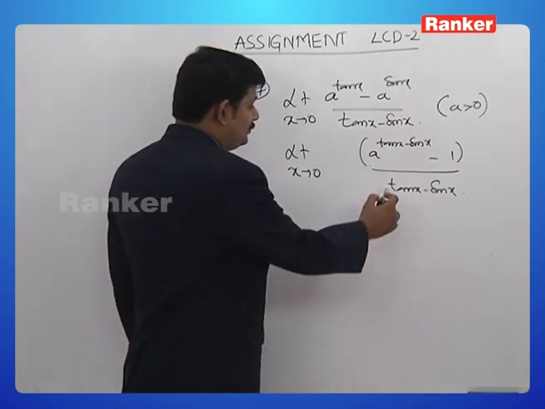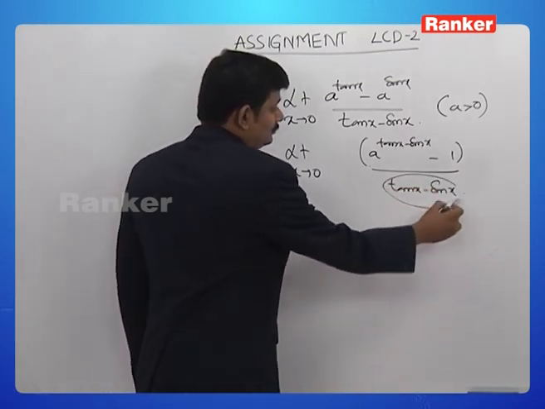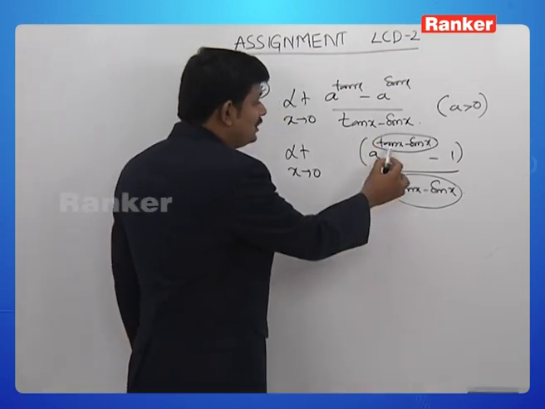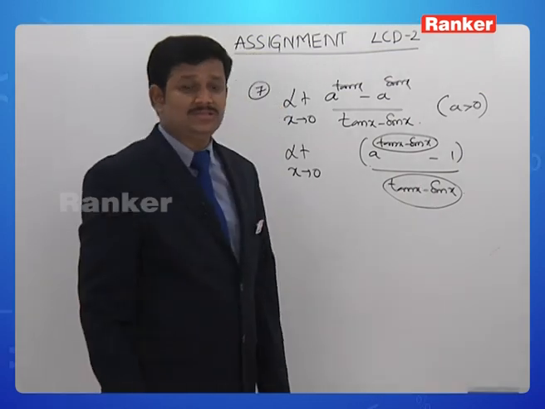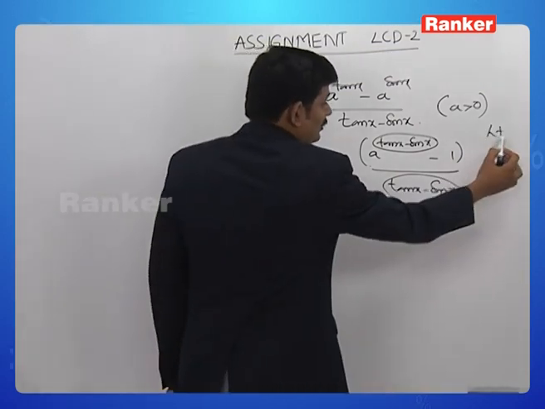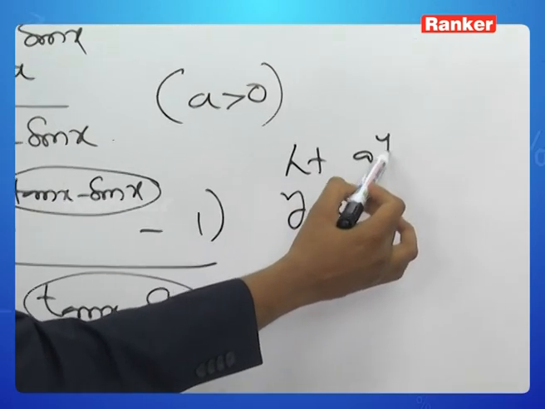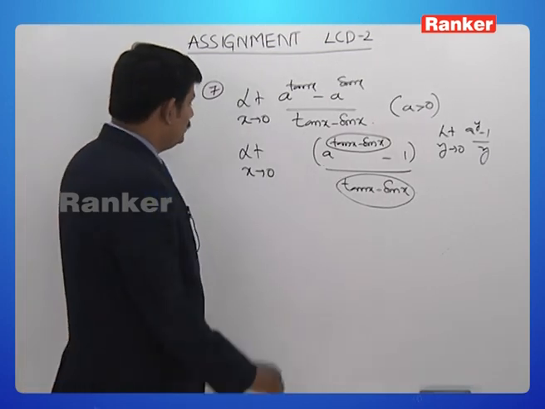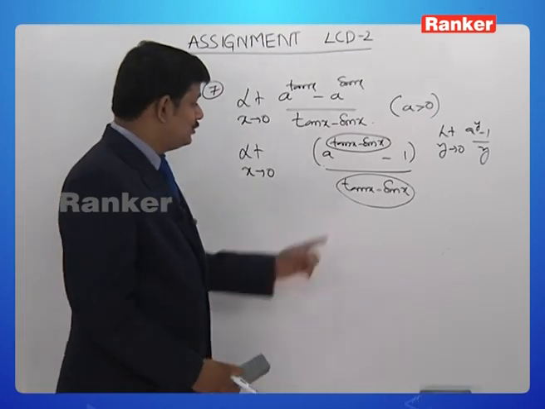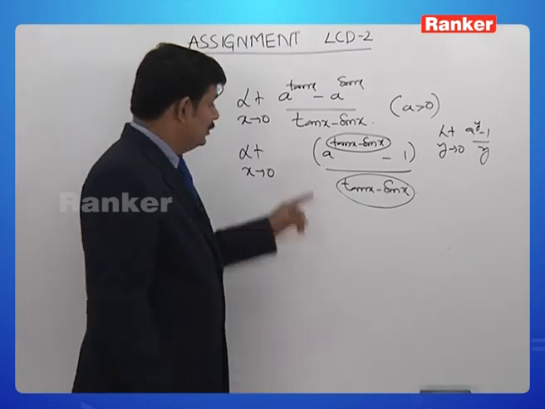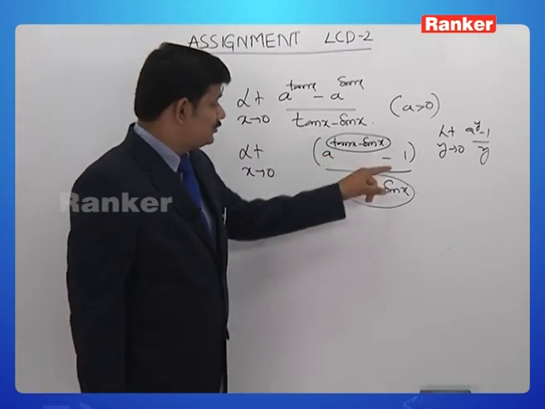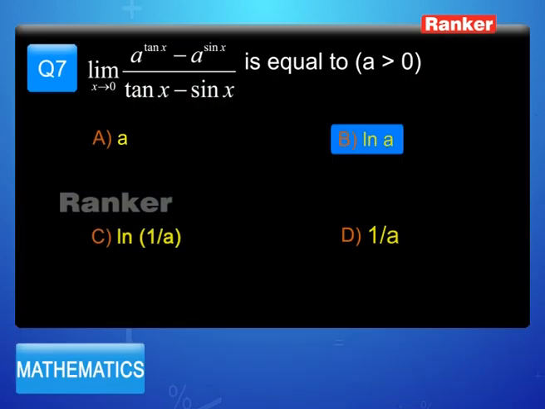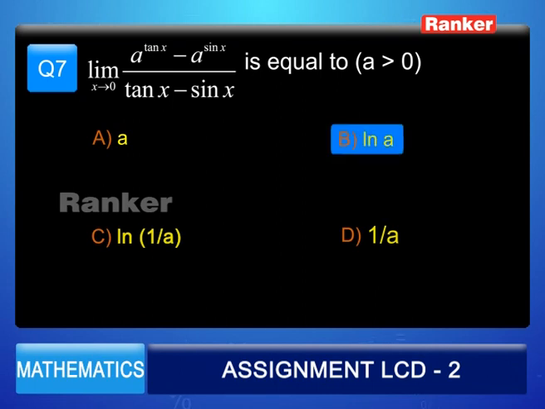Now this limit is in the form some quantity tending to 0, let's say y, y tending to 0, a power y minus 1 divided by y. This is a standard limit. Limit y tending to 0, a power y minus 1 divided by y. We all know it is log a. So, this is in the same form. As x tends to 0, tan x minus sin x also tends to 0. So, a power a quantity tending to 0 minus 1 by the same quantity, this limit will be log a. So, answer is log a, which is option B.